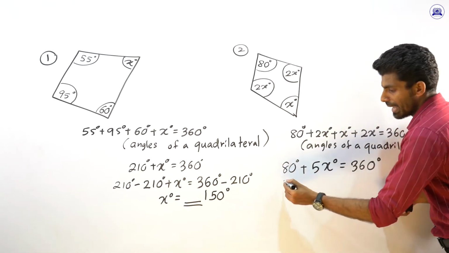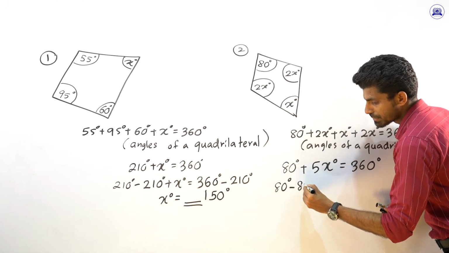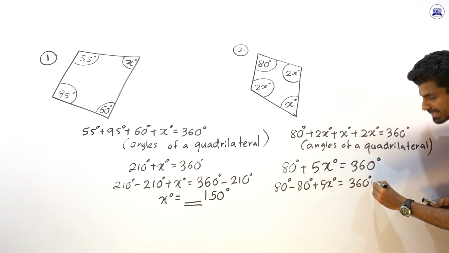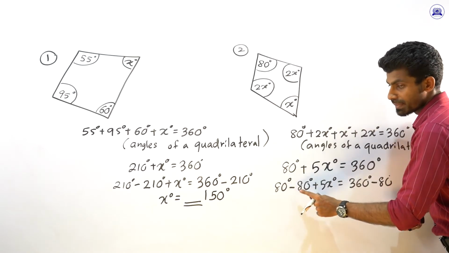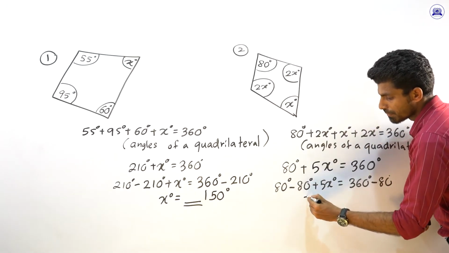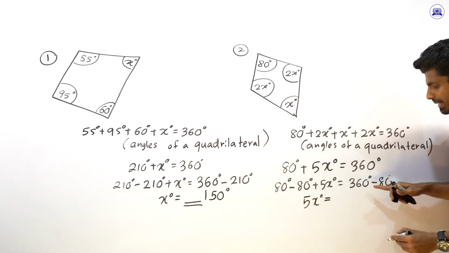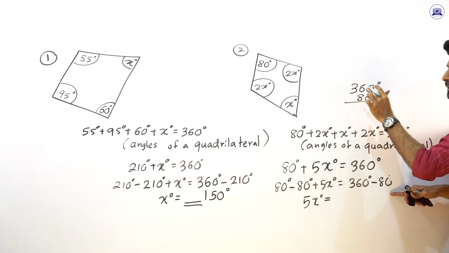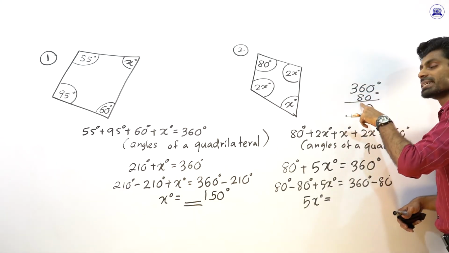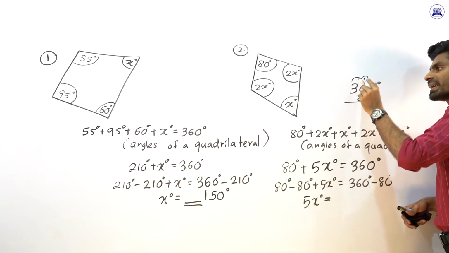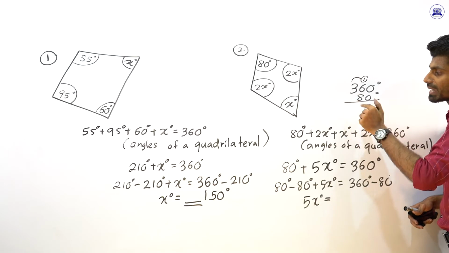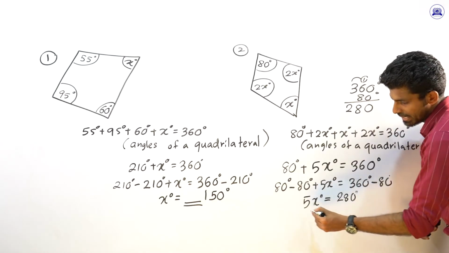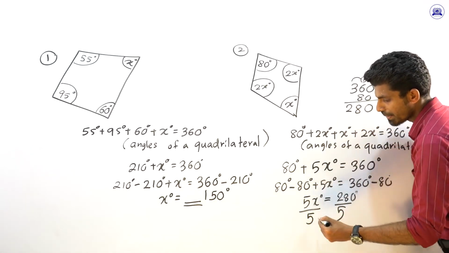To remove that 80, you have to use minus 80 on both sides: 80 minus 80 will be cancelled out, so 5x equals 360 minus 80. 0 minus 0 is 0, 6 minus 8 can't, you need to take 1 from the 3. 16 minus 8 is 8, and 2. So 280. You need to divide both sides by 5.